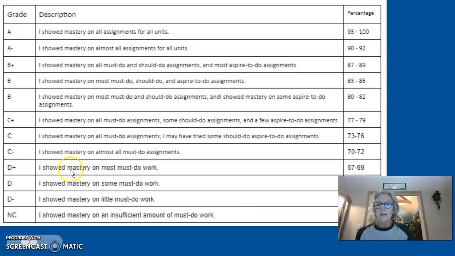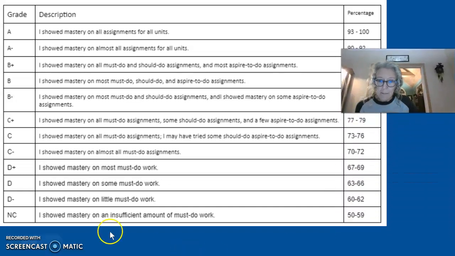Here's a description of the mastery levels, as you see with the percents, which will be in Schoology for the secondary level grading, and what letter grade that equates to. Starting at the top with an A, showing mastery on all assignments for all units, all the way down to where I hope no one lands up, showing mastery on little must-dos, and below that, an insufficient amount. I don't even have enough to grade. I don't know what you are capable of because you haven't completed enough work. So that's all I'll say about that. I really hope there's no one there, and if someone is headed that way, hopefully together we can stop it before it gets there, so you get your credit.